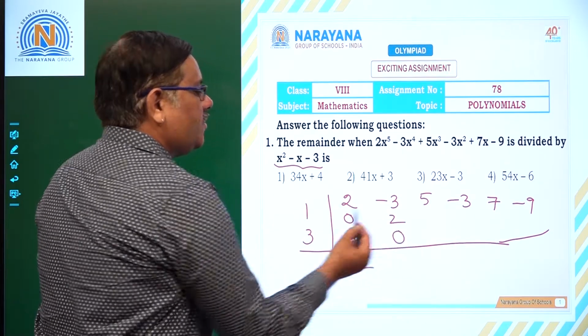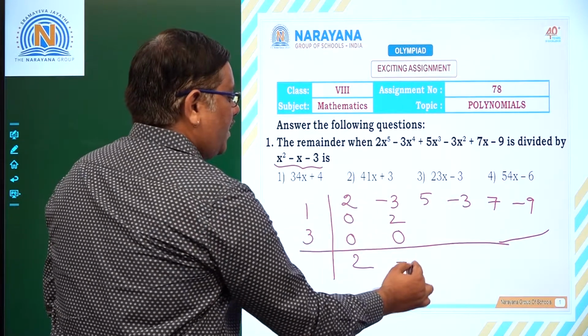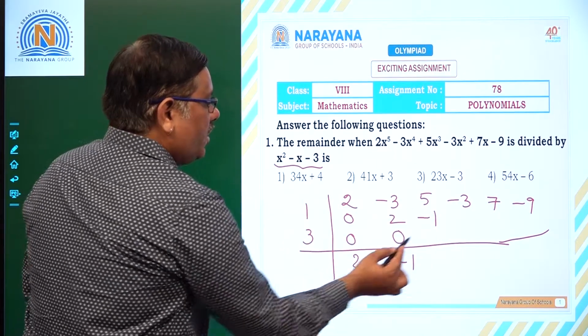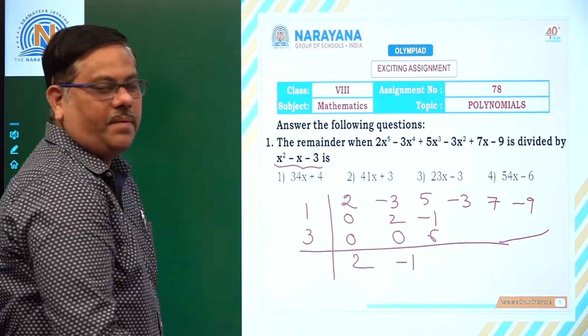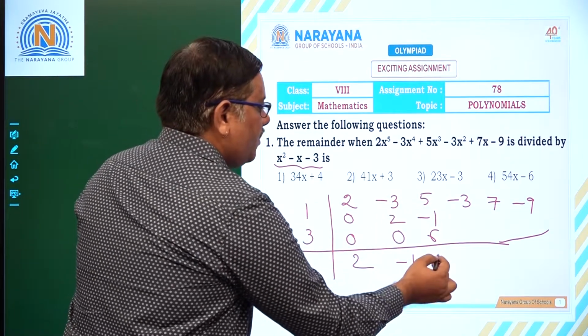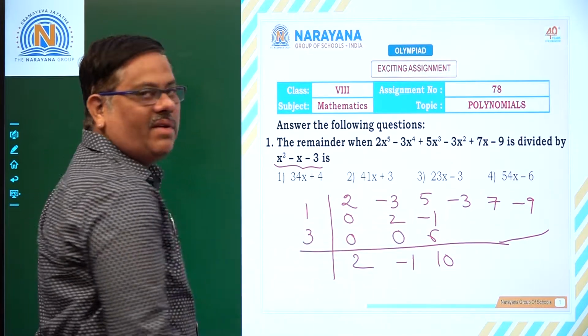Here again you take 0. This is a regular process. This is how we have to solve it. Minus 3 plus 2 is minus 1. Now 1 into minus 1 is minus 1, 3 into 2 is 6. This is how we have to multiply. 1 into minus 1, 3 into 2. So what do you get now? Add up all this. 5 plus 6, 11. 11 minus 1 is 10.